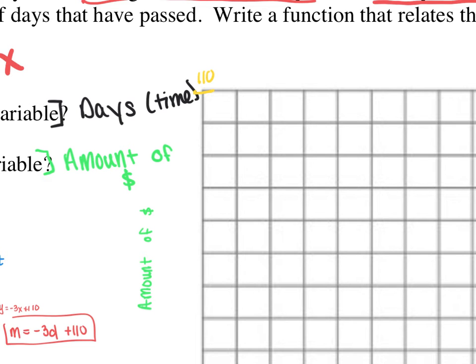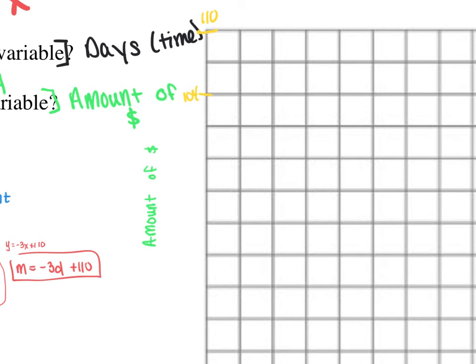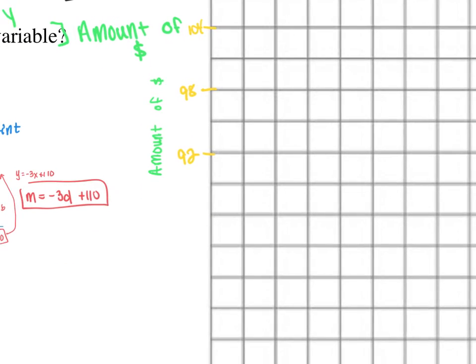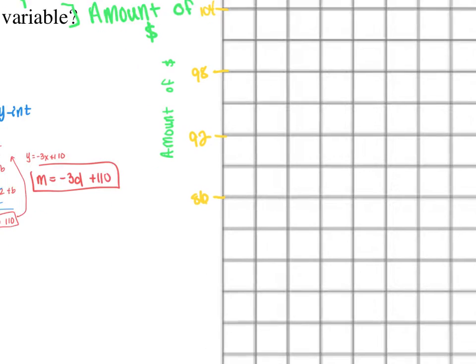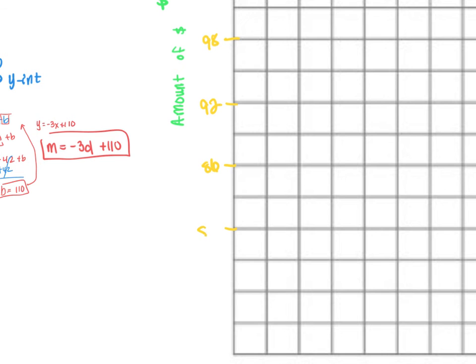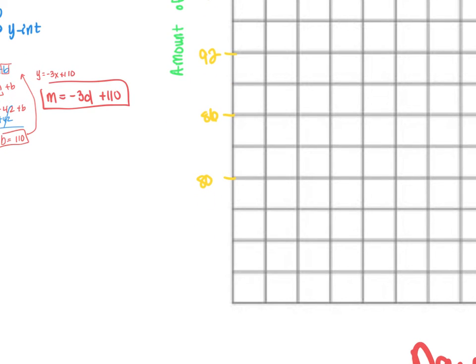And I'm going to make every box 3. So I'm basically going to make every 2 boxes 6. So I'm going to make this 104, 98, 92, take away 6, now we're at 86, take away another 6, now we're at 80, take away another 6, now we're at 74, take away another 6, and we're at 68.